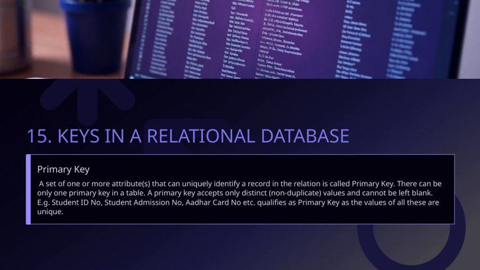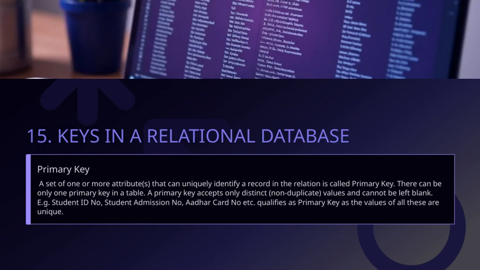Examples of primary keys include student ID number, student admission number, or Aadhaar card number, since each of these is unique to an individual. Recognizing and properly implementing the primary key is fundamental to organizing and retrieving data efficiently in a relational database.